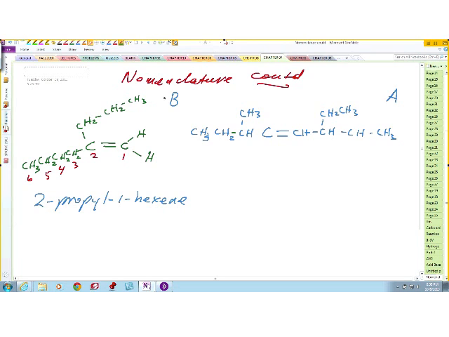Okay? So now this molecule becomes, so this is carbon 1, 2, 3, 4, 5, 6, 7, and 8. So this becomes 3-ethyl, 6-methyl, then you indicate the position of the double bond, 4-octene.